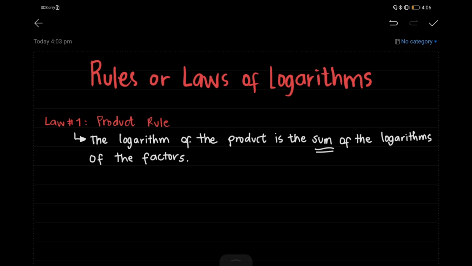Okay, this time guys, let us discuss one of the laws of the logarithm. So the law number 1 is what we call the product rule. That product rule states that the logarithm of the product is the sum of the logarithm of the factors. So if we are going to illustrate this product rule, it means that if we have the logarithm of x times y to the base b, this is just equal to the logarithm of x to the base b plus the logarithm of y to the base b.